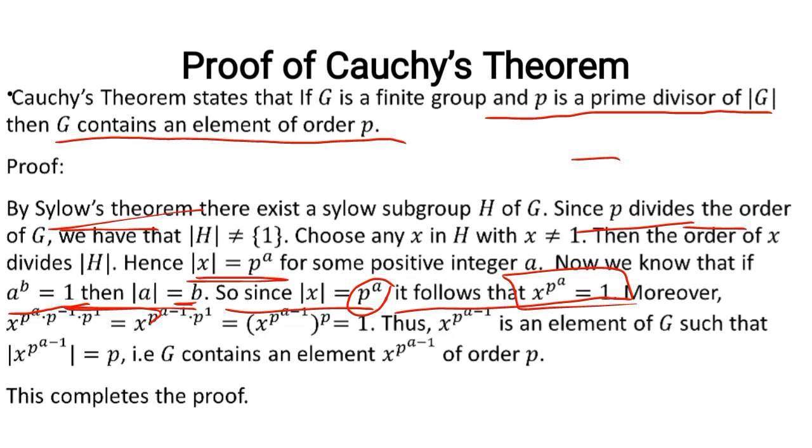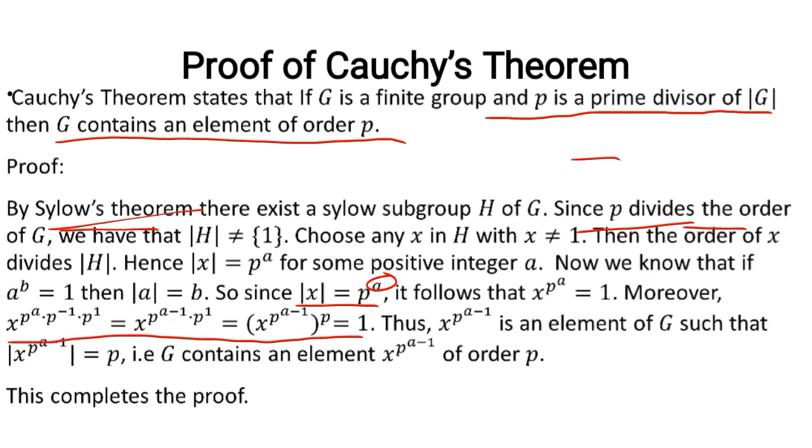Well, moreover, if I break this power, let me clean it so you can see it well. We want x, the order of x, to be p, not p raised to power a. We don't want the a. So how do we remove the a? See how we do it.